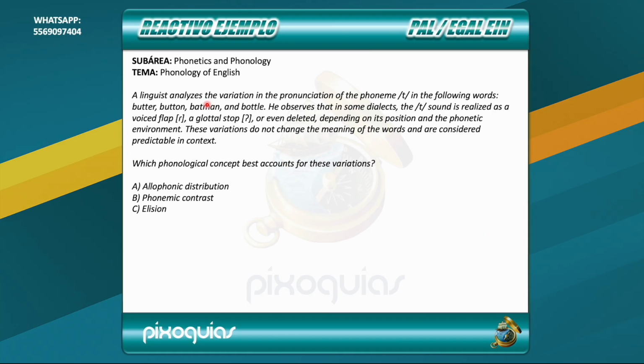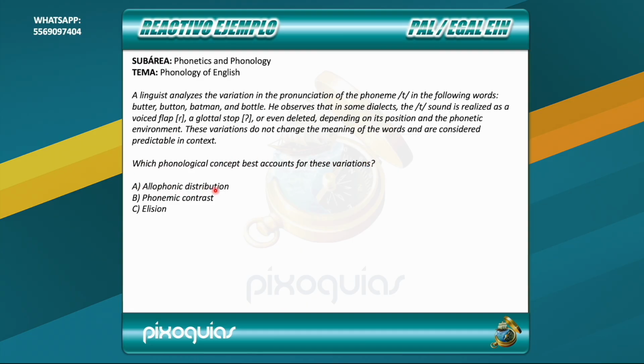Now we can see an example of an exercise of phonetics and phonology with the topic phonology of English. A linguist analyzes the variation in the pronunciation of the phoneme T in the following words: butter, button, Batman, and bottle. He observes that in some dialects the T sound is realized as a voiced flap, a glottal stop, or even deleted, depending on its position and the phonetic environment. These variations do not change the meaning of the words and are considered predictable in context. Which phonological concept best accounts for these variations?